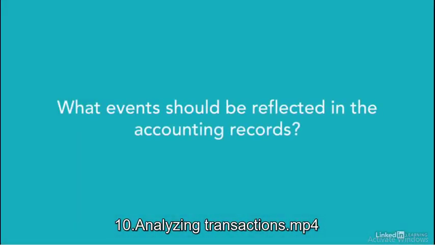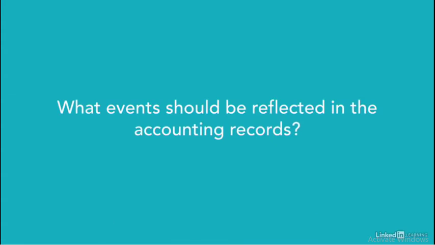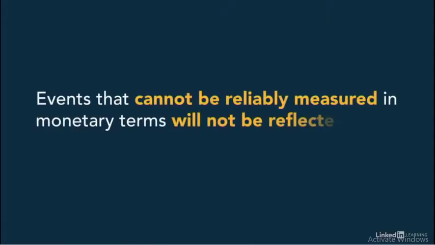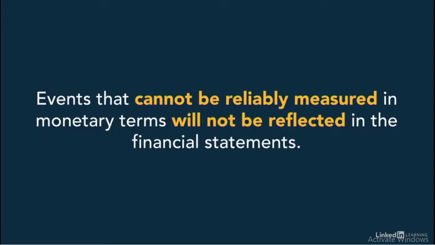Often, the most difficult aspect of accounting is determining which events are to be reflected in the accounting records and which are not. Suppose, for example, that Burger King introduced a new Big Mac clone at half the Big Mac price. The proliferation of these Big Mac clones can have a serious impact on the future of McDonald's. However, events that cannot be reliably measured in monetary terms will not be reflected in the financial statements.